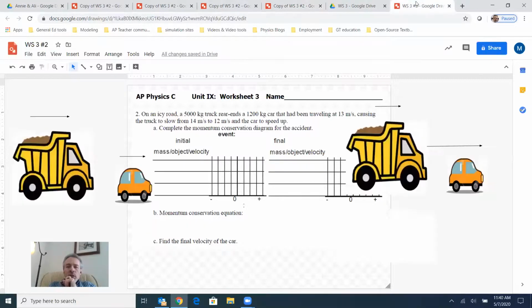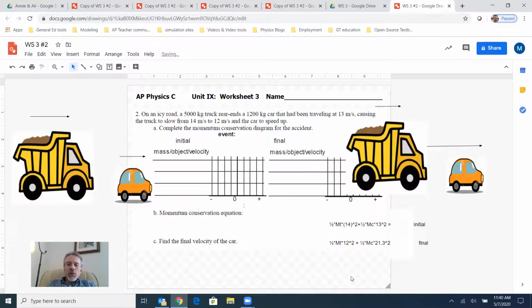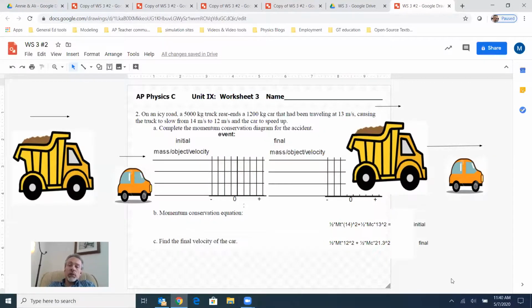So I want you to look over here. The top here is the initial: 1/2 the mass of the truck times 14 squared plus 1/2 the mass of the car times 13 squared. I didn't put in the masses. It gives you the masses up here. And then afterwards, it would be 1/2 the mass of the truck times 12 squared plus 1/2 the mass of the car times 21.3 squared. Can you guys go ahead and do those calculations in your calculator for me really quickly? Maybe write down the two answers.